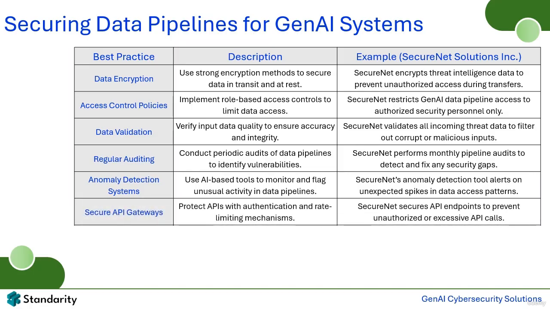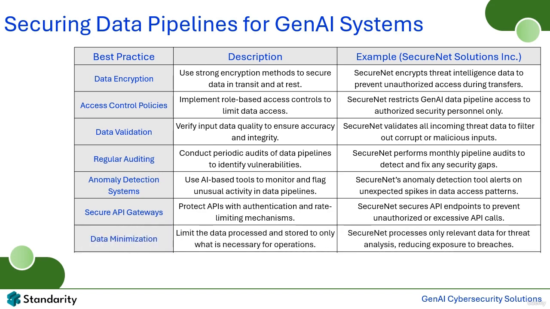Protecting APIs through secure API gateways with authentication and rate-limiting mechanisms is also essential. SecureNet's secured endpoints have significantly reduced risks from unauthorized API calls. Data minimization, another best practice, ensures that only necessary data is processed, reducing exposure to breaches. SecureNet limits its threat analysis to essential datasets, lowering the attack surface.